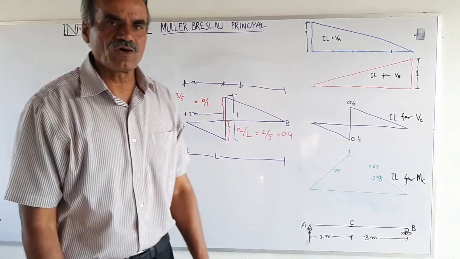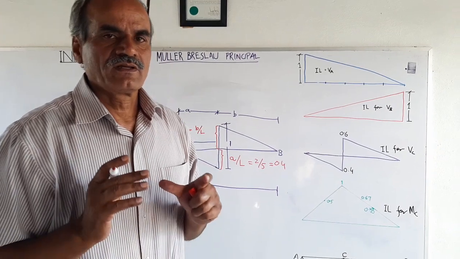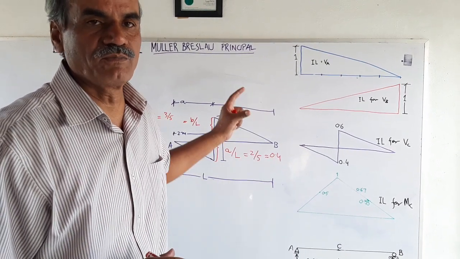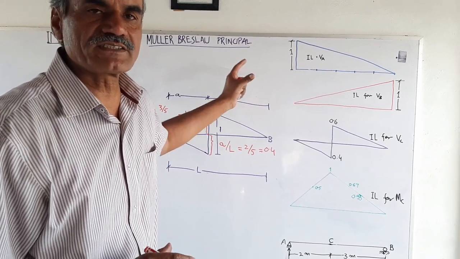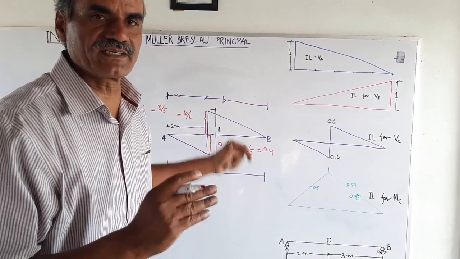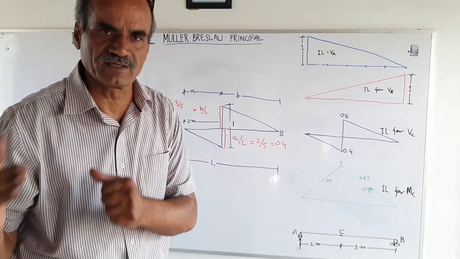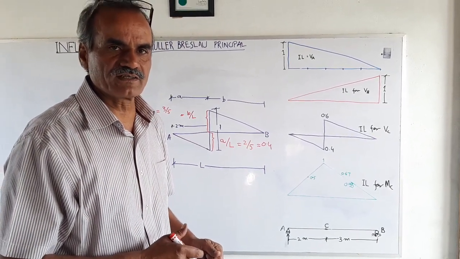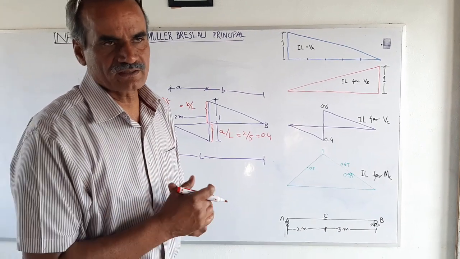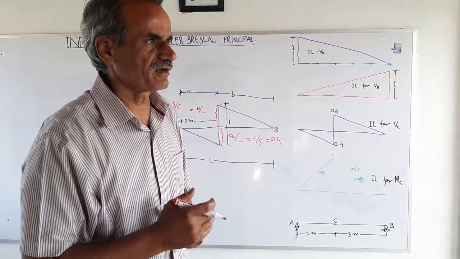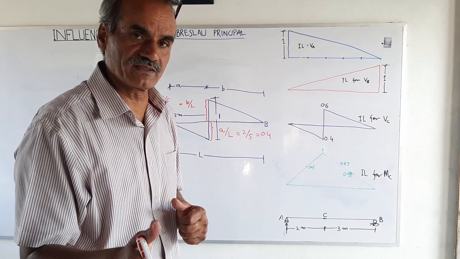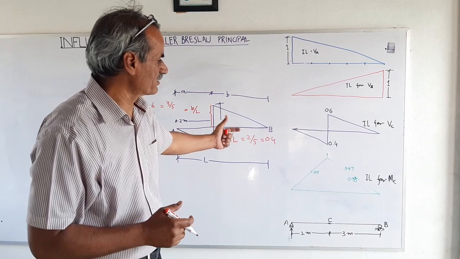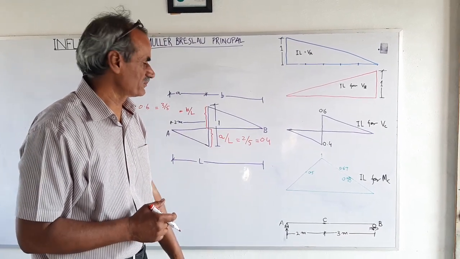So that is how we construct the influence line for shear force using the Muller-Breslau principle, instead of that lengthy process of taking sections at different intervals, calculating reactions for each of those intervals, calculating the shear force for every interval, and then drawing our influence line. Over here we have gone just straight for this one, right?